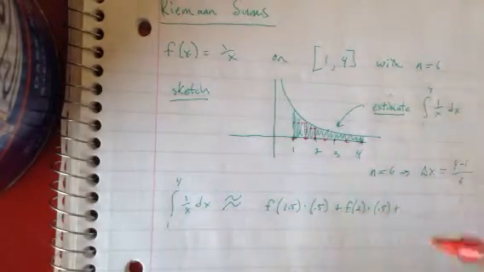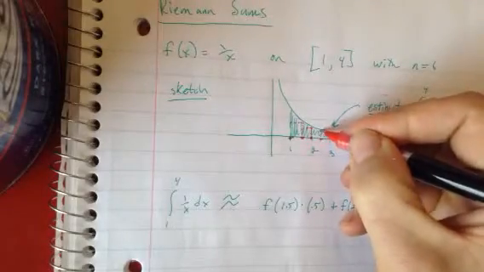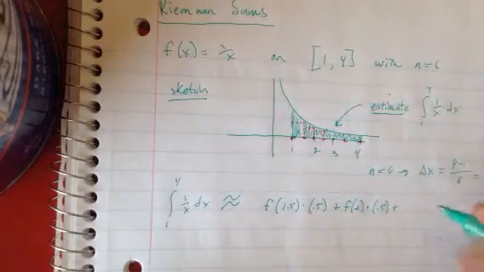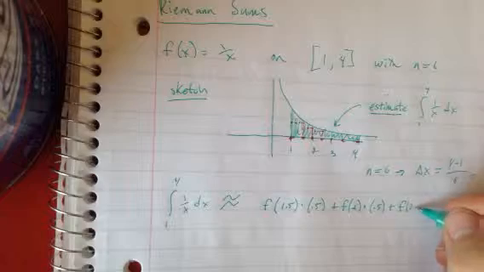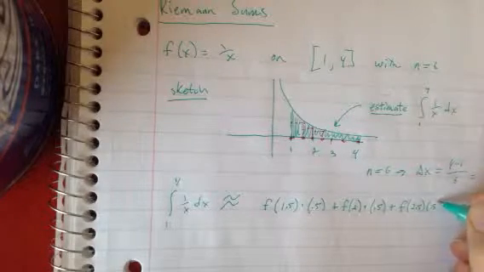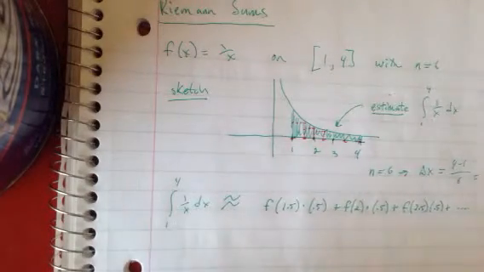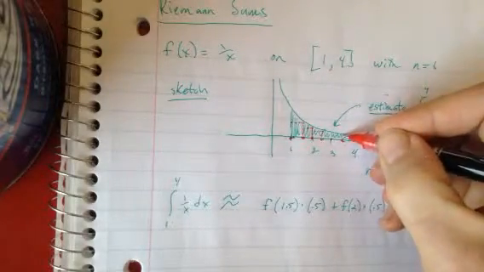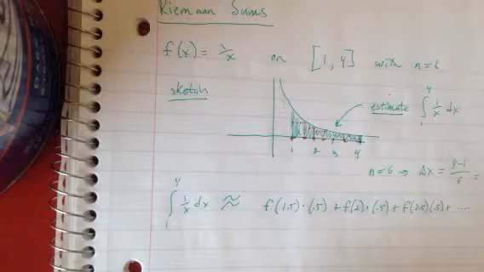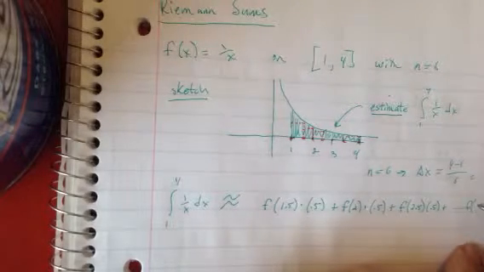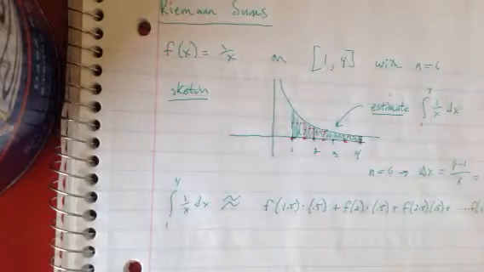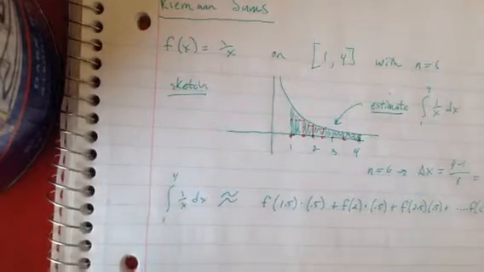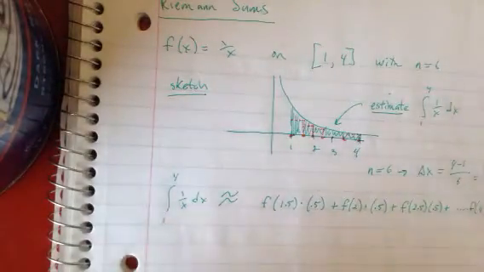This next rectangle, f of 2.5 times 0.5 plus, and our very last rectangle on this interval is the f of 4 times 0.5. I'll let you kind of grind through that calculation. I'm going to just rewrite it a couple different ways.